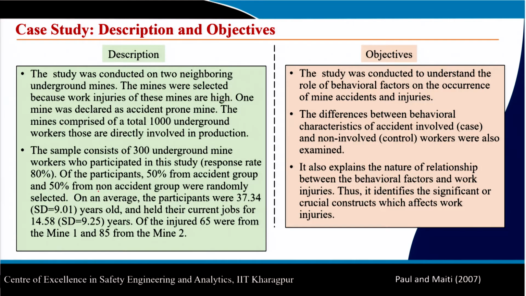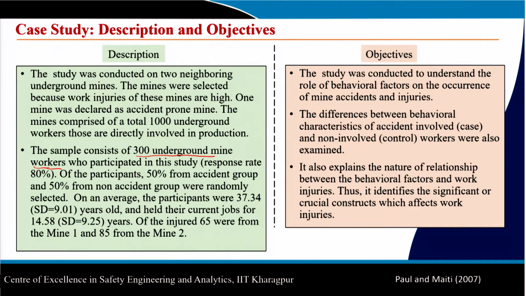For the sample, we developed a questionnaire, and the questionnaire was administered to 300 underground mine workers. Obviously it was done randomly, usually at the beginning of the shift and the end of the shift, and we found that 80% was the response rate, and we adopted the method called frequency matching, because we created two groups.